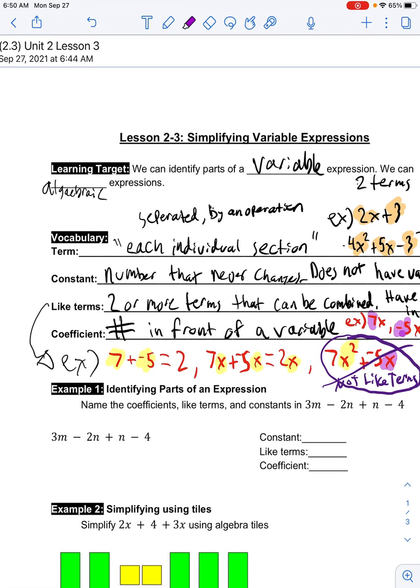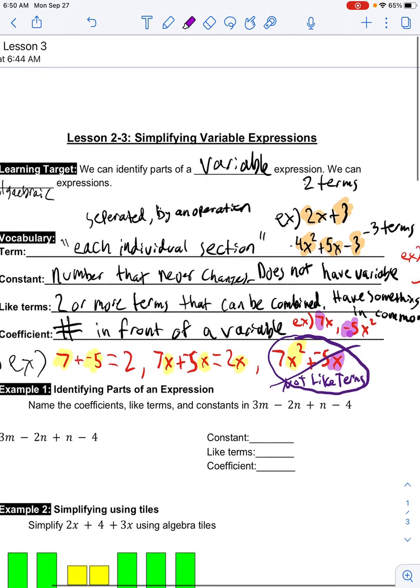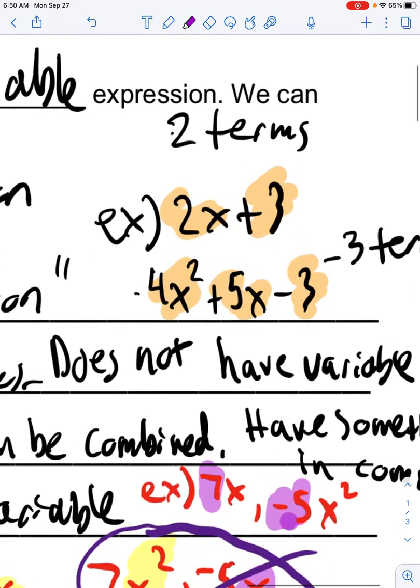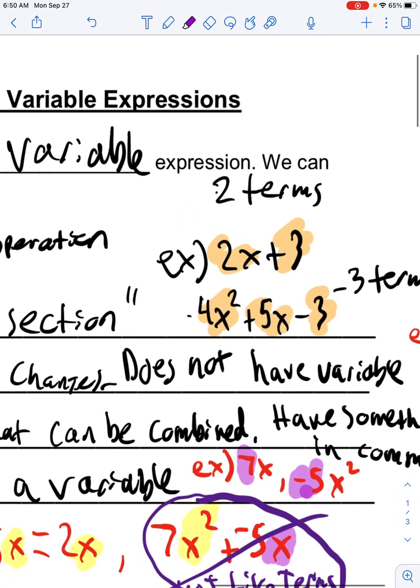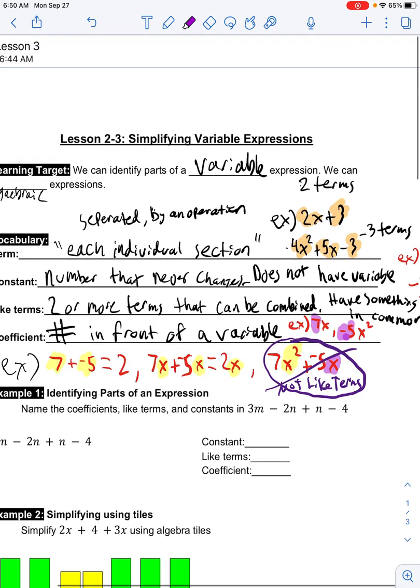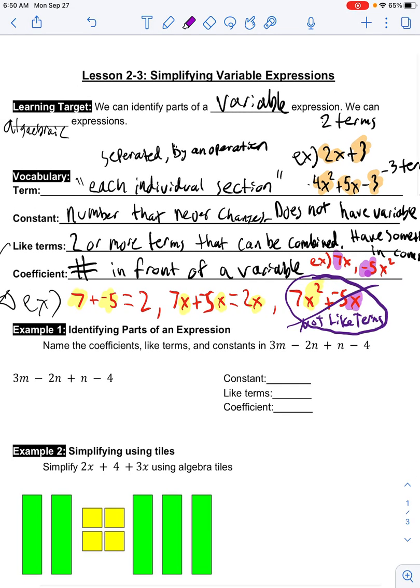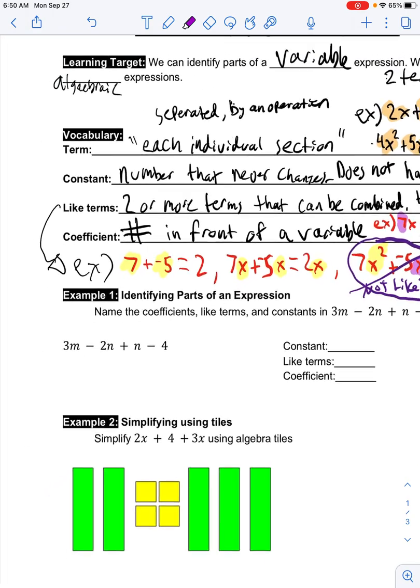Now, I know that's a lot of vocab, but we have to be able to communicate with one another. So when I say the word term, I want you to think, okay, it's an individual section that's separated by some type of operation, whether that's plus or minus. Coefficients, we're going to add our coefficients, or we're going to divide our coefficients. Those are words you're going to hear me start saying.